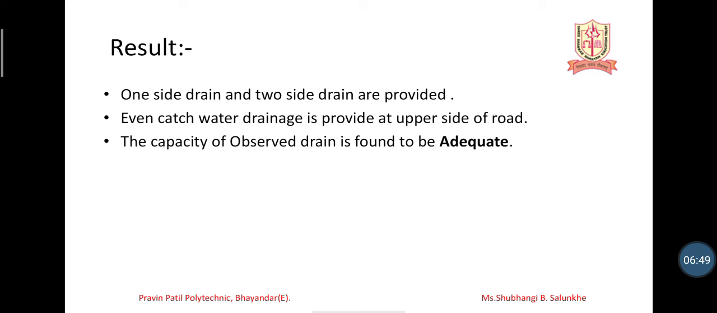Not only that, the capacity of the observed drainage is found to be adequate, meaning the drainage pipelines have the capacity we require for that area according to the rainfall. That capacity is enough to collect all the water which falls or comes from rainfall or the adjacent length. So this is all about experiment number 17, the last experiment of highway engineering. Thank you very much.